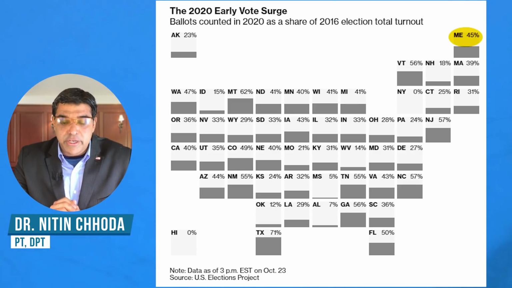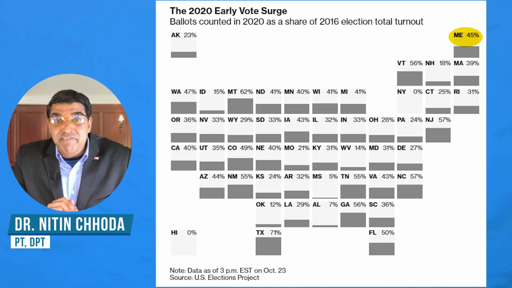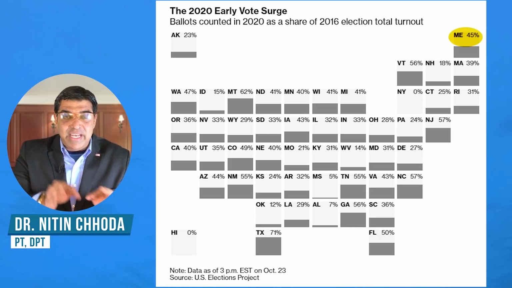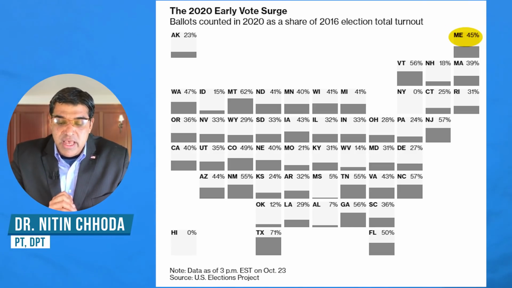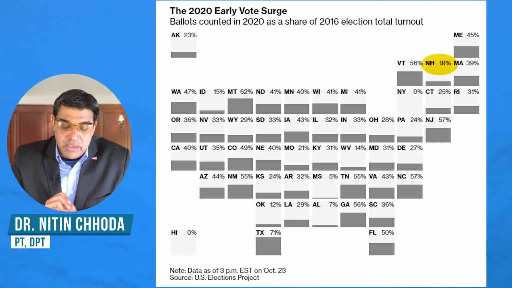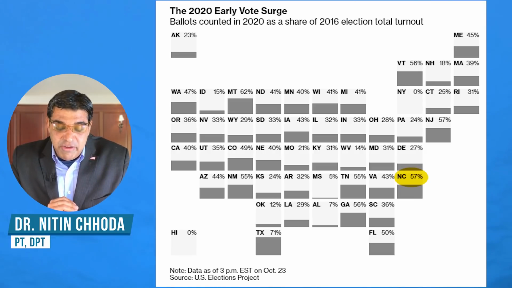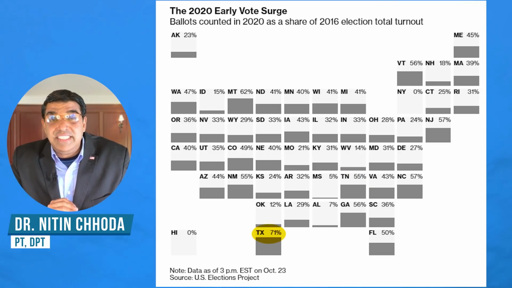Let's look at the top right-hand side. You see some states like Maine, 45% of individuals who had voted in the state of Maine in 2016 have already voted. And you can see the numbers for other states. Vermont, 56%, New Hampshire, 18%, North Carolina, 57%, Florida, 50%, some unbelievable numbers, Georgia, 56%, Tennessee, 55%, Texas, 71%, New Mexico, 55%, Arizona, 44%, California, 40%.